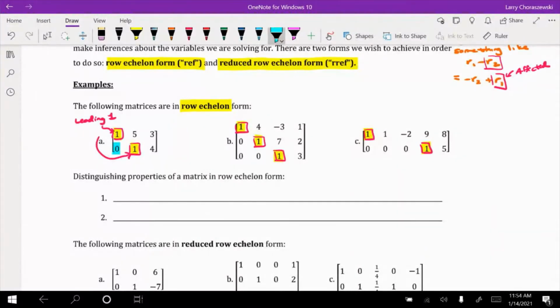Okay, if you look at the matrix in part B, underneath the first leading one, the entries are all zero. Underneath the second leading one, the entries are all zero. And the first leading one in the matrix in part C has an entry of zero underneath it. And yeah, those are the distinguishing properties of a matrix that's in row echelon form.